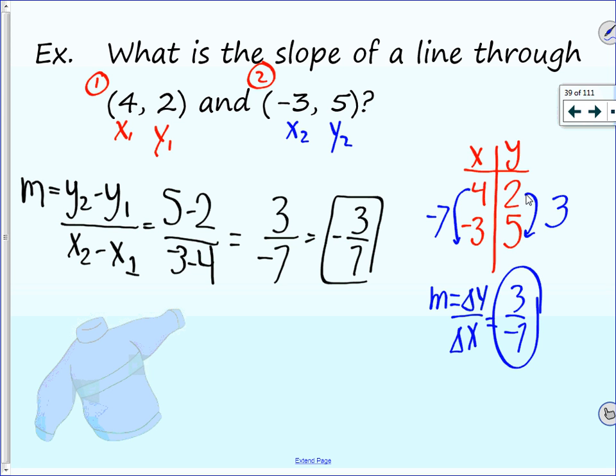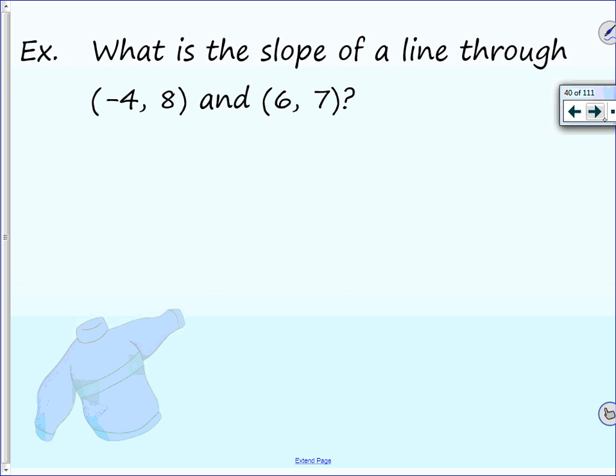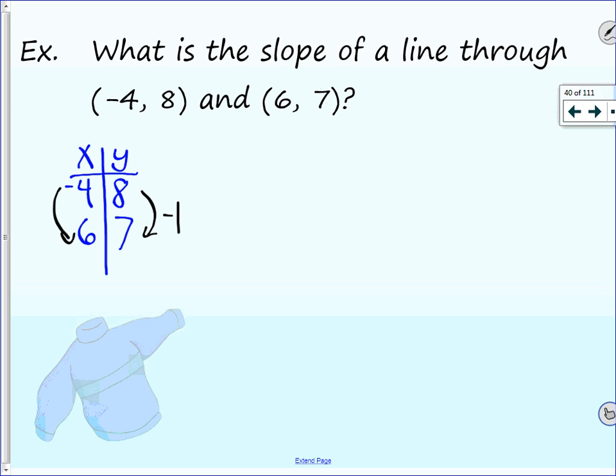Any questions? So for this one, we have negative 4, 8, 6, 7. So how are the y's changing? Is it up or down? Negative 1. And how are the x's changing? 10. So the slope is change in y over change in x, so negative 1 over 10.